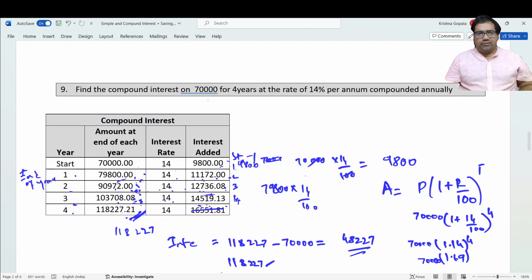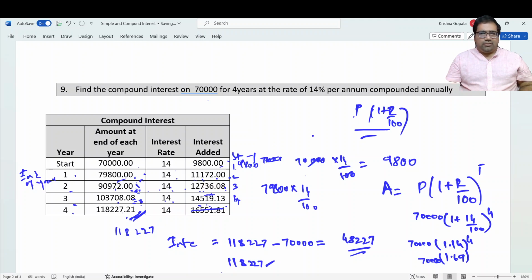See, every year, so let's derive this calculation also. In the first year, it will be P. Let's start, it is at P. Then what is happening? At the end of first year, it is 1 plus R by 100, right? So P into 1 plus R by 100 is this.